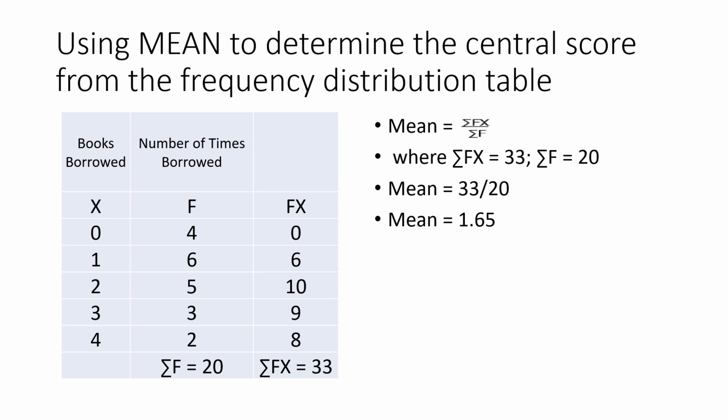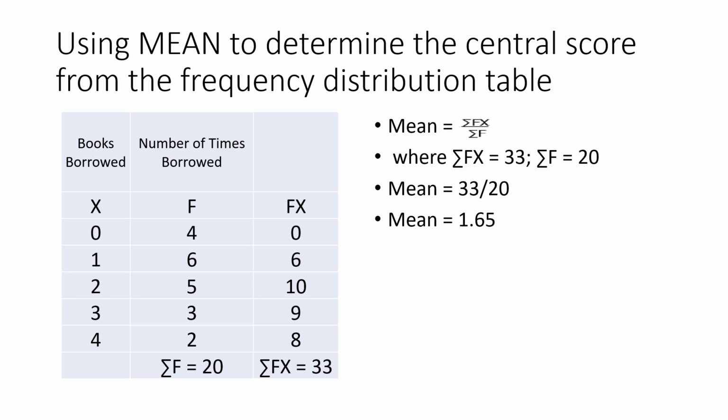The next thing to do is to create a column, which we call fx. What we need to do here is to multiply the respective lines belonging to f: 4 times 0 gives us 0, 6 times 1 gives us 6, 5 times 2 gives us 10, 3 times 3 gives us 9, 2 times 4 gives us 8. If we add this all together, this gives us 33, the sum of fx, while the sum of f, which we know already, is 20. So the mean is 33 divided by 20, which gives us 1.65.